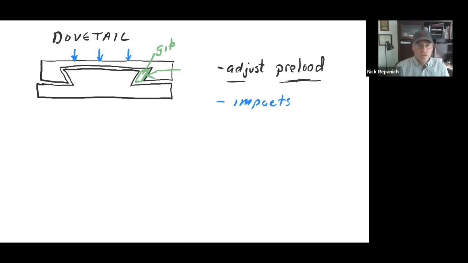There's a reason you don't use aluminum very much around bearings, is because aluminum expands, coefficient of expansion is about 3 times that of steel. And so aluminum changes its shape badly compared to steel.